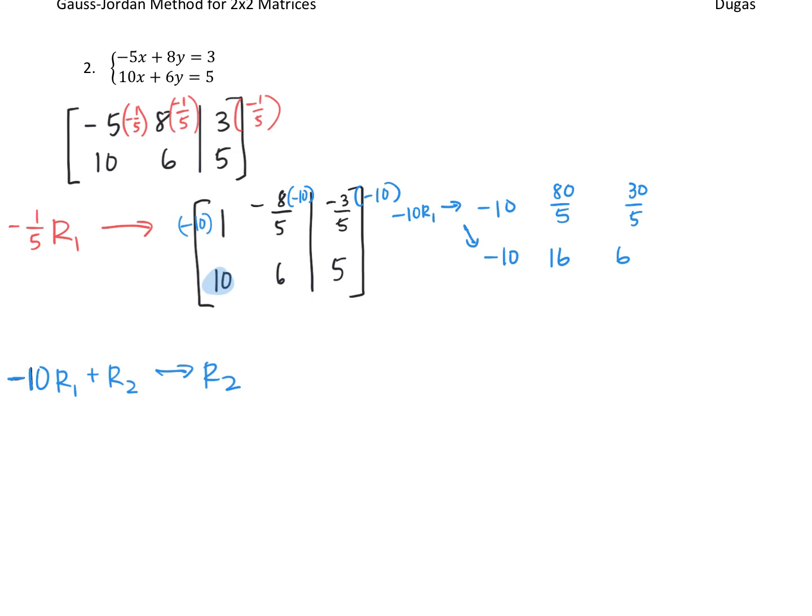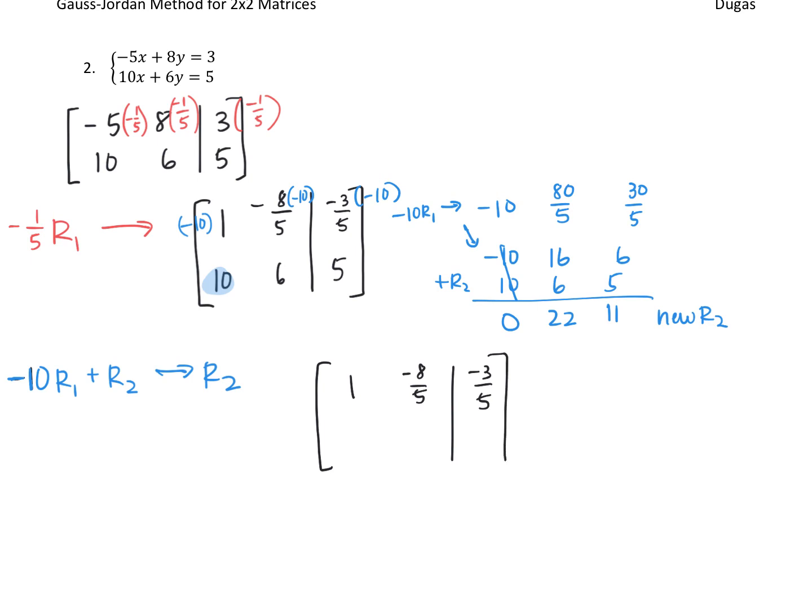Then we want to add row 2. So that's 10, 6, 5. So 0, that's what we want. 16 plus 6 is 22. And then 6 plus 5 is 11. So this is the new row 2. Row 1 stays the same: 1, -8/5, -3/5. And row 2 is now 0, 22, 11.